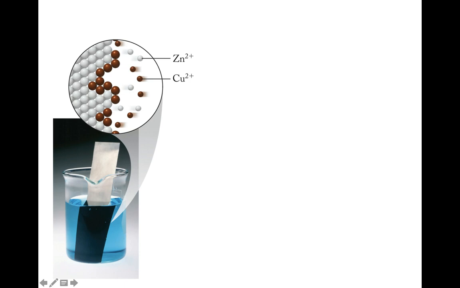So here's our picture of our zinc metal in some copper sulfate solution. So it's blue from the copper ions. So what's going to happen is the electrons are given from the zinc to the copper ions, and then the copper becomes copper metal, and the zinc metal becomes zinc ions. So that's what's going on, and that will happen right on the surface of this piece of metal inside of our beaker.